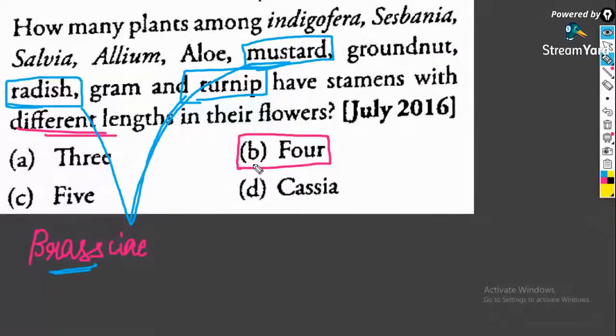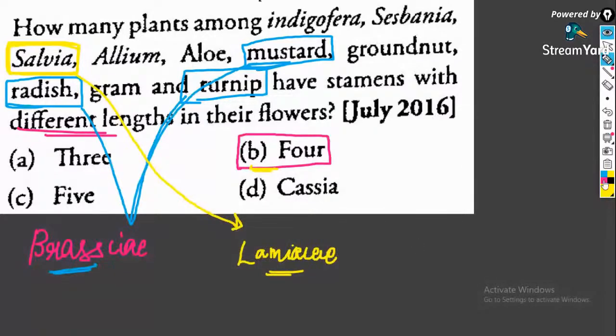So you need one more plant that belongs to the family Lamiaceae. And the plant is salvia. Salvia belongs to the family Lamiaceae.